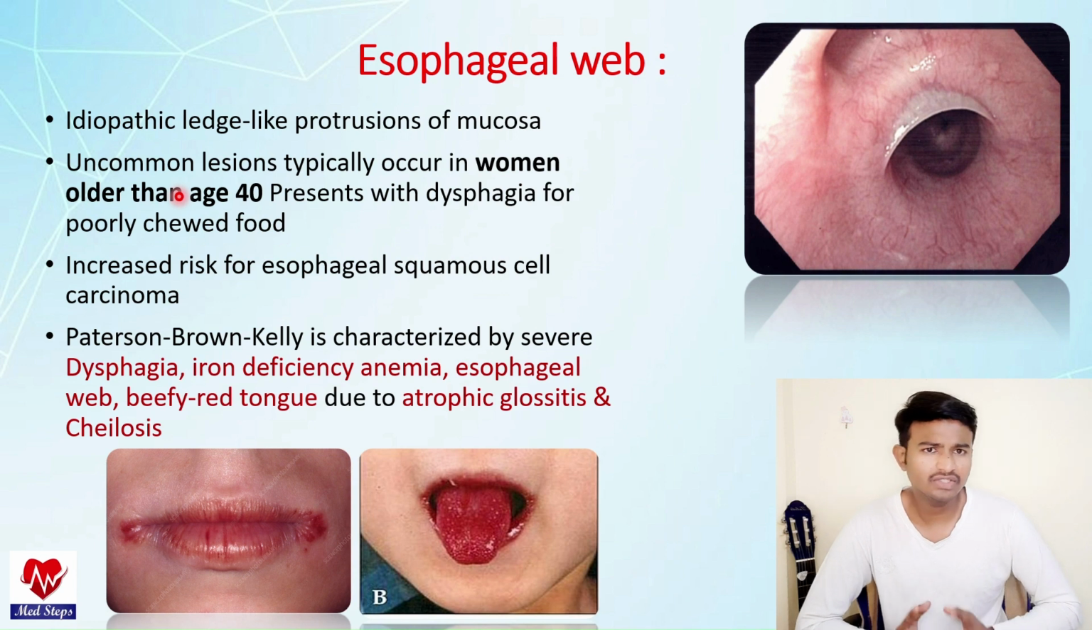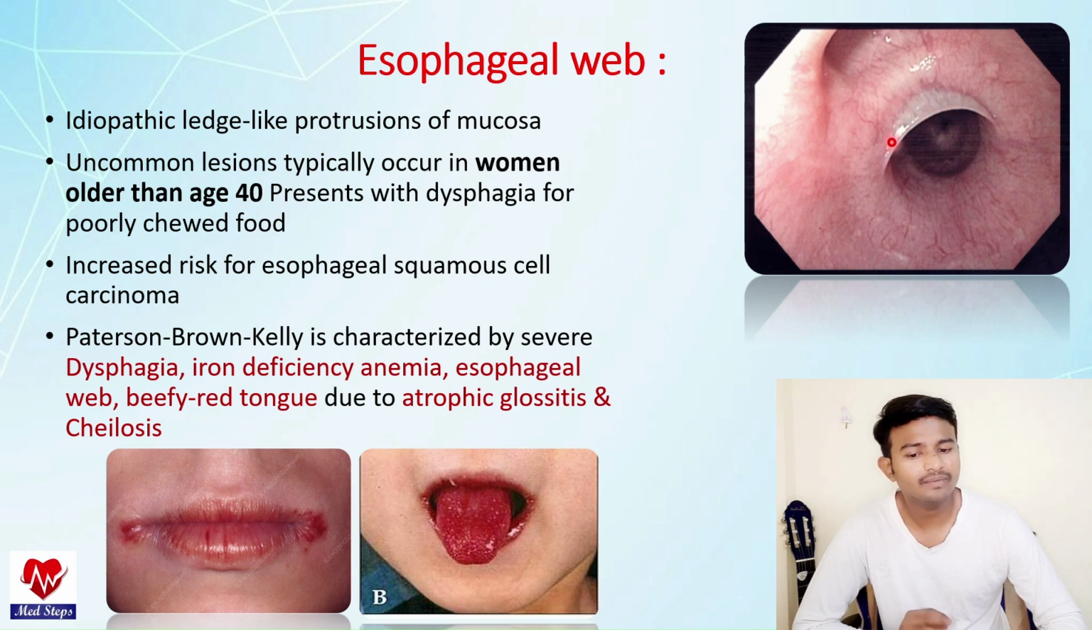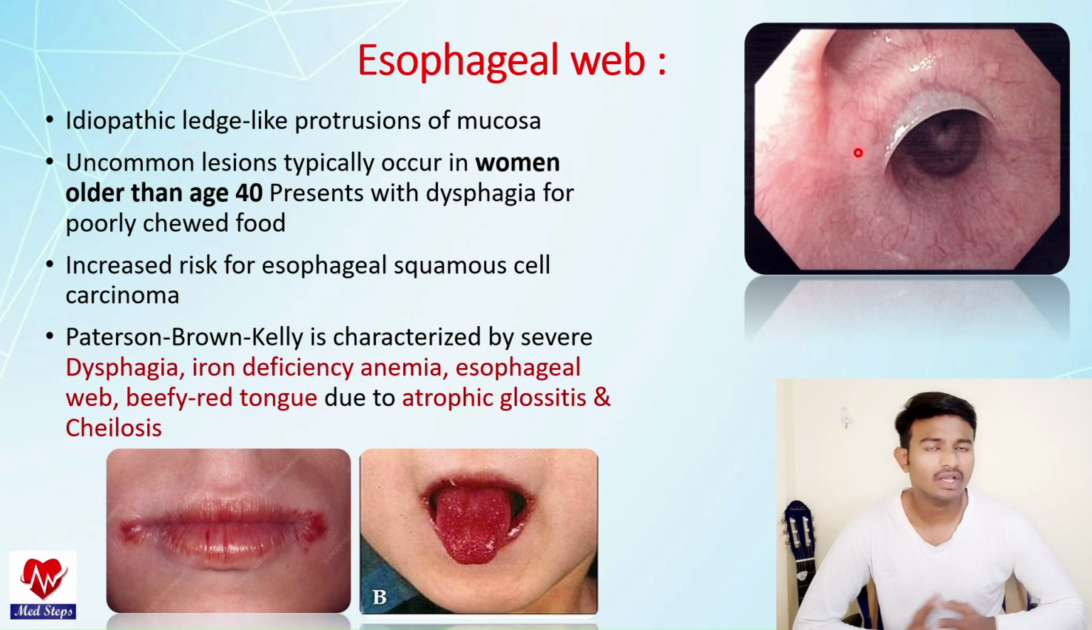Next, esophageal web. In esophageal web, what will happen? One mucosal layer will form in the esophagus area. If you see this picture, you can appreciate one mucosal layer forming. This we call thin protrusions of mucosa. This is idiopathic, with unknown cause. It is mainly seen in women older than 40 years.